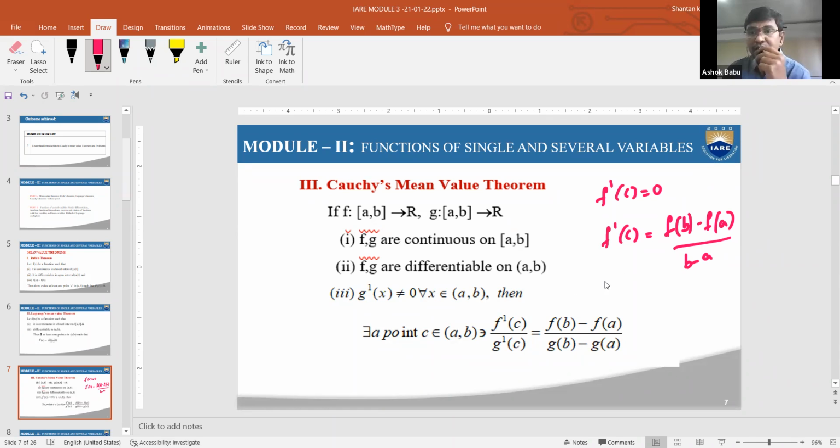According to Rolle's theorem, when the three conditions are satisfied, you need to find c belongs to (a, b) such that f'(c) is equal to 0. And for Lagrange's mean value theorem, when two conditions are satisfied, f'(c) is equal to f(b) minus f(a) by b minus a.